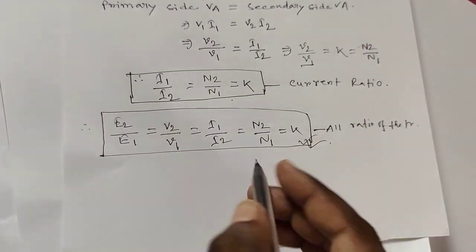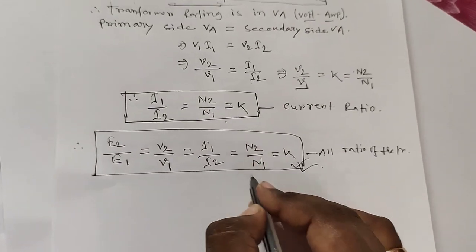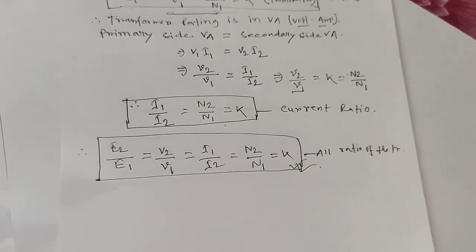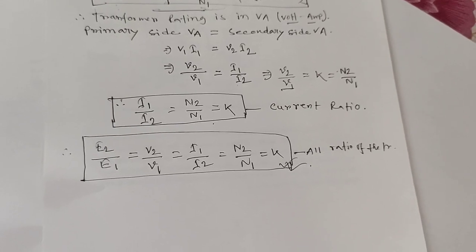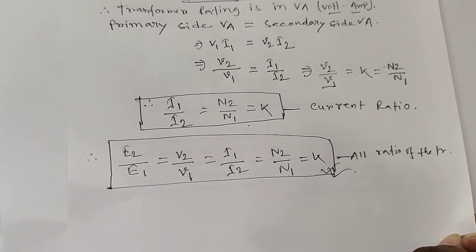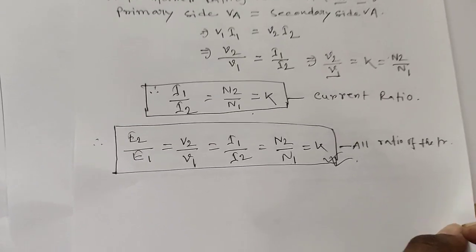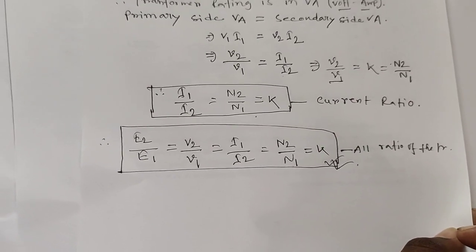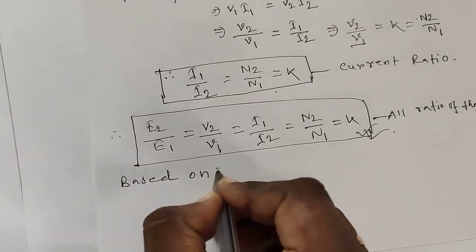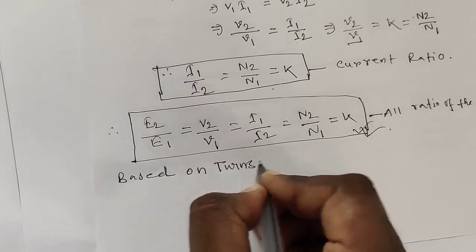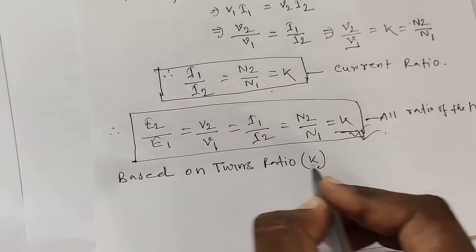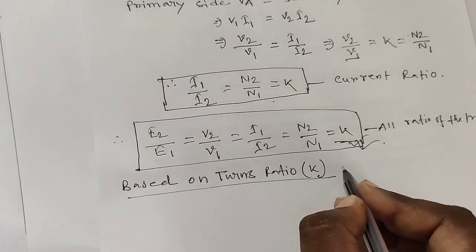Based on the turns ratio, transformers are classified. I will discuss which types of transformer depend on the turns ratio. Turns ratio means K. This is the basis of the classification.